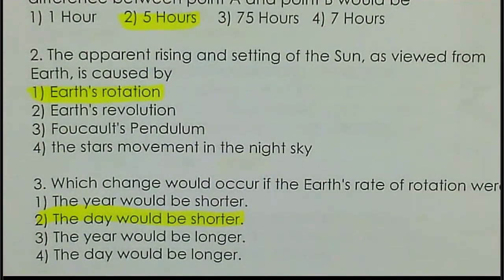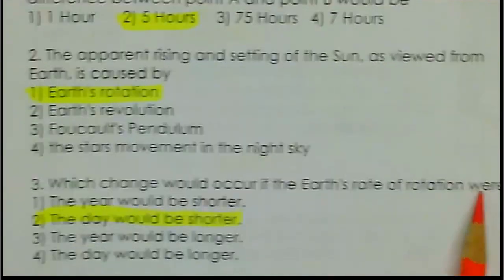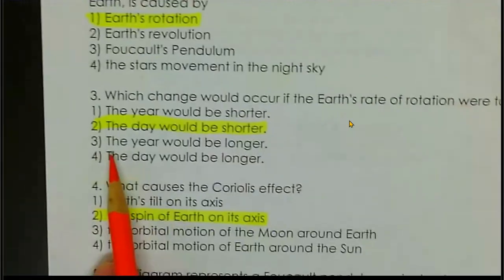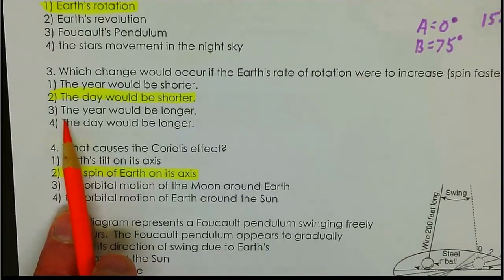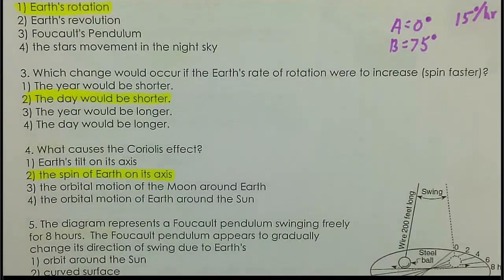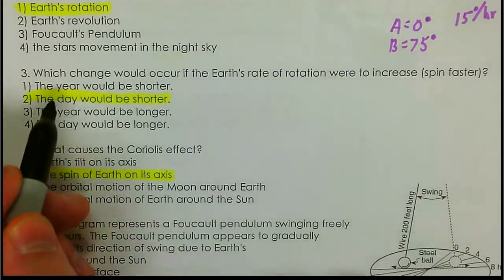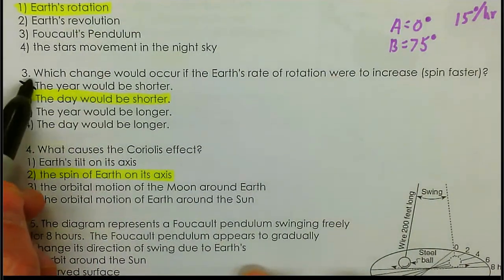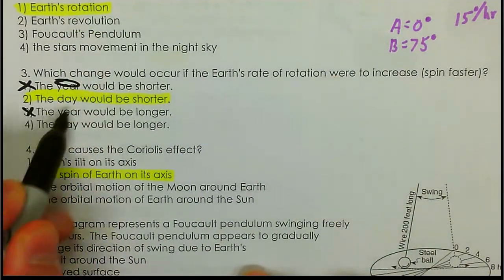Question 3: which change would occur if the Earth's rate of rotation were to increase, to spin faster? If the Earth spun faster, what would happen? Well, we know that the Earth spinning is dealing with our day. It doesn't have anything to do with the year. So I get rid of choice 1, which talks about year. I get rid of choice 3, which talks about year.